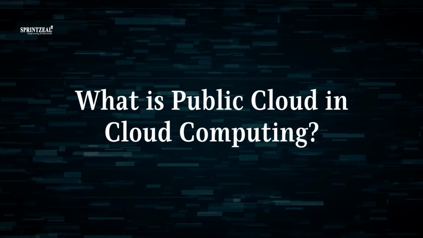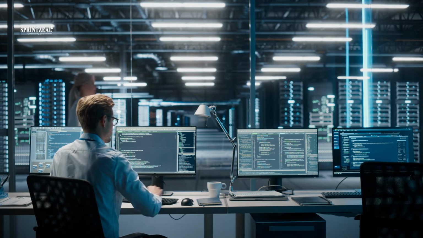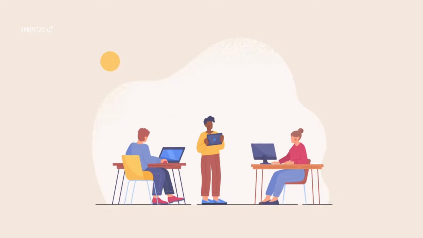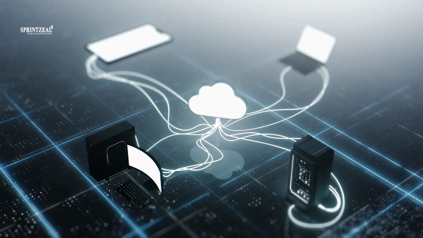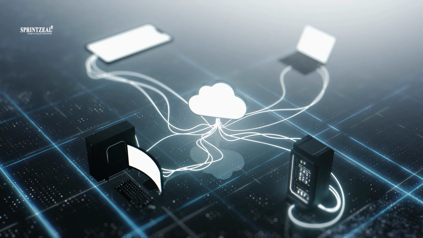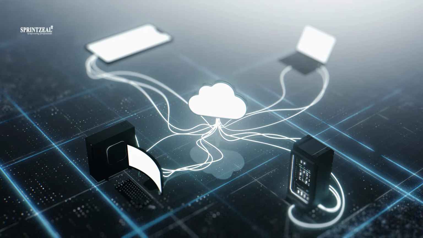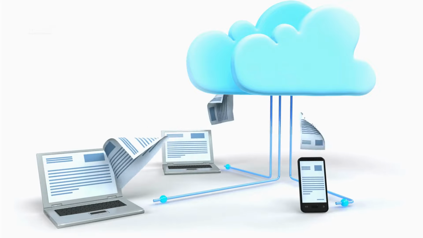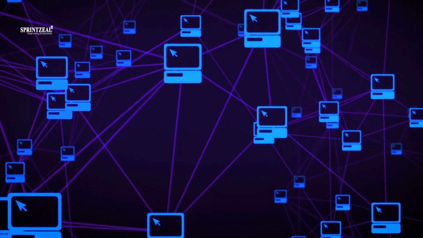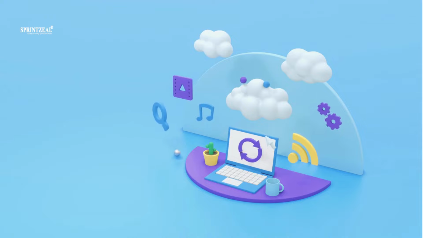What is public cloud in cloud computing? In cloud computing, the public cloud is a type of computing infrastructure. This is provided by means of third party providers over the internet. These shared environments allow multiple customers to access the same resources at the same time, with each customer's data and applications stored separate from the others. The public cloud is made possible through the use of virtualization, which allows multiple virtual machines to run on a single physical server.